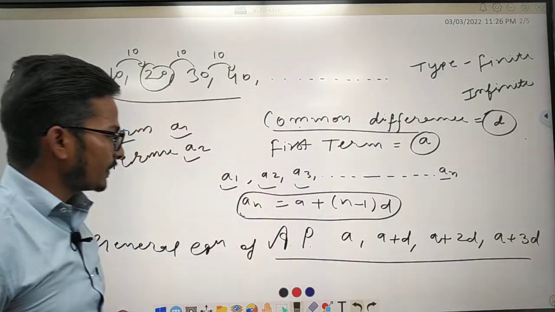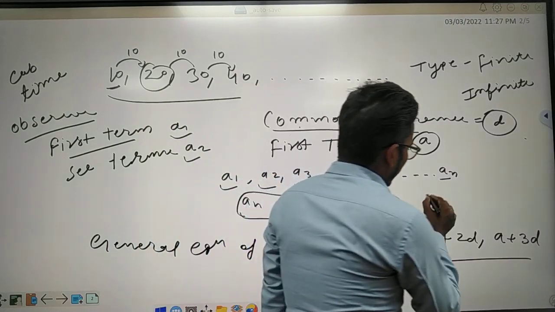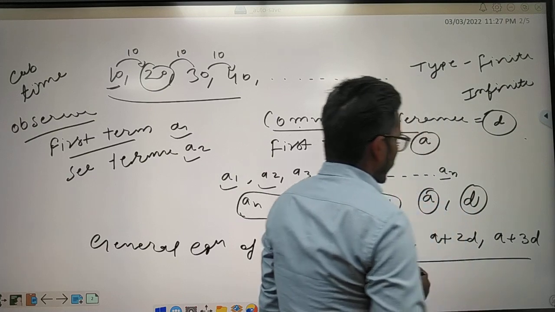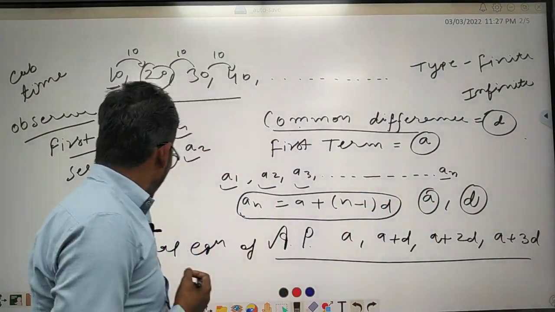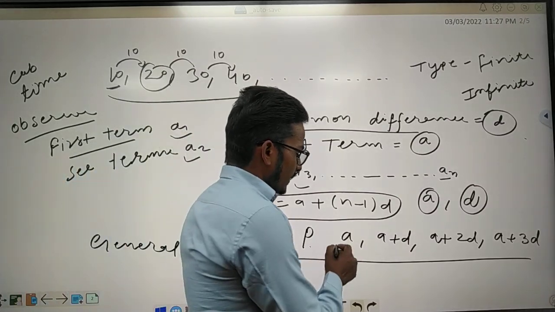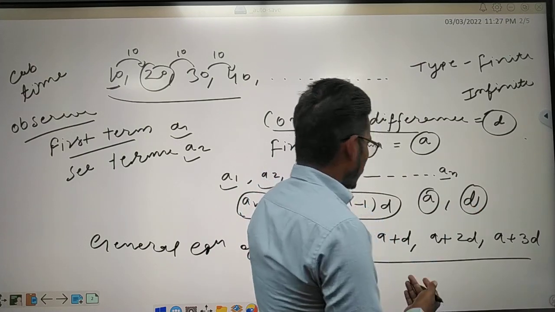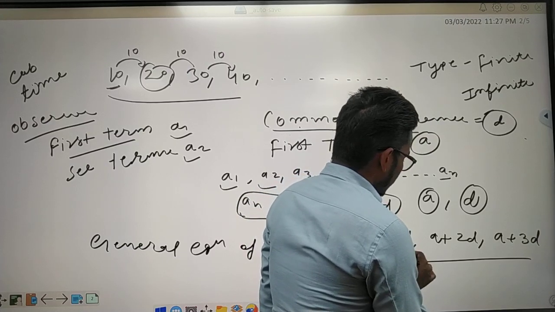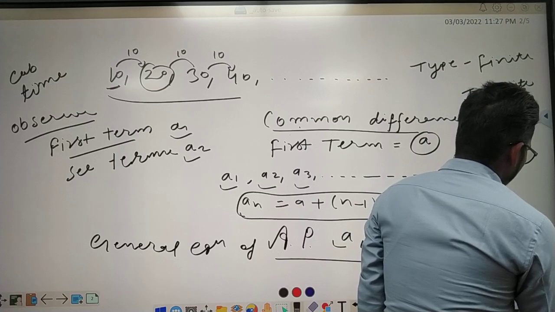Suppose A is the first number and D is the common difference. With the help of A and D we can find the general form of an arithmetic progression, which is given here. Starting with A, we add the common difference D to the preceding number. So the next term is A plus D, the next is A plus 2D, and the next is A plus 3D.